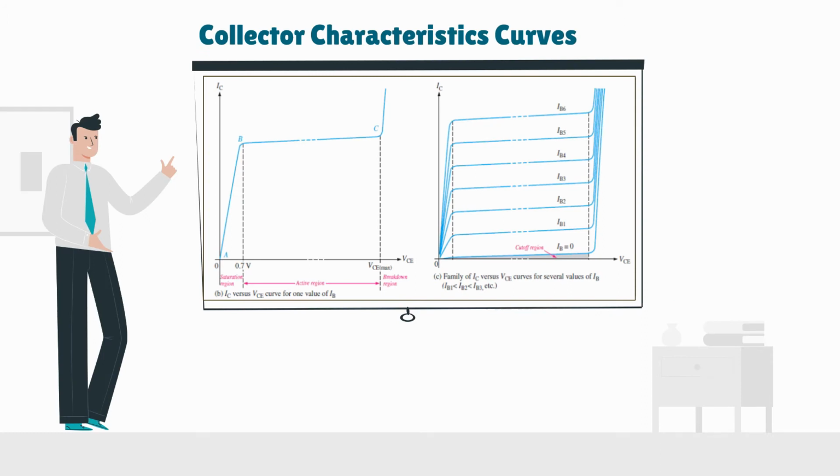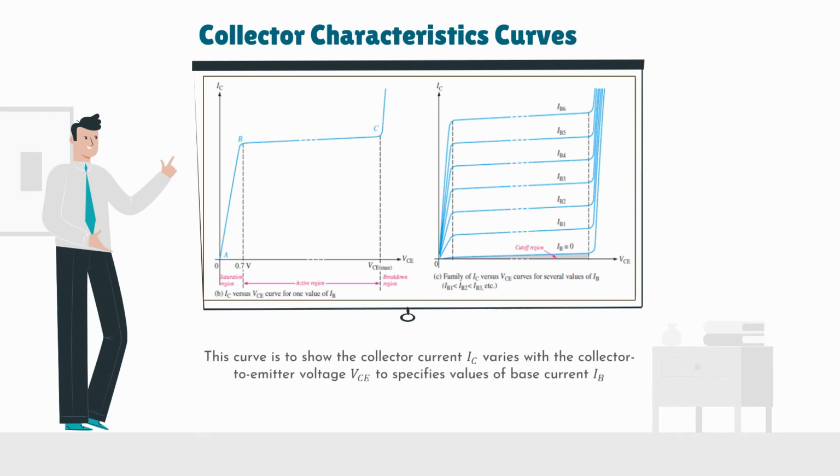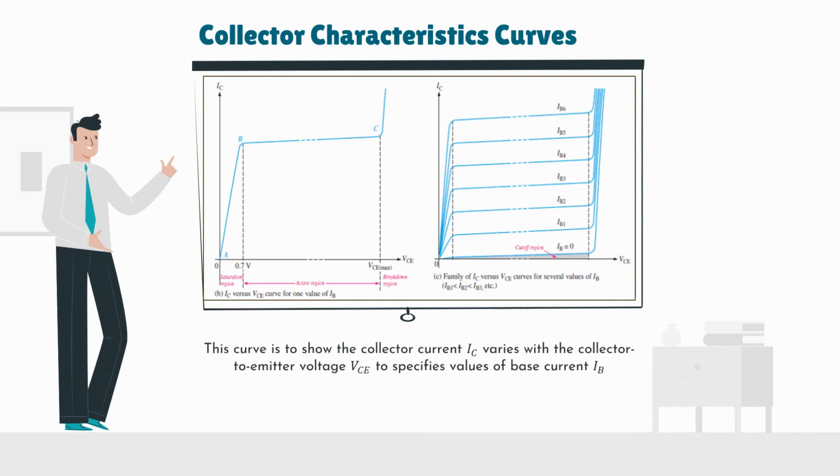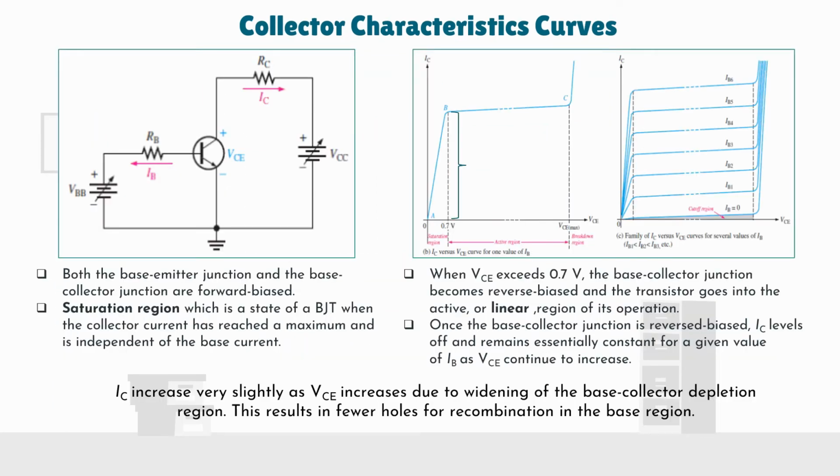First one is the collector characteristic curves. This curve shows how the collector current IC varies with the collector-to-emitter voltage VCE for specified values of base current IB. Assume that VBB is set to produce a certain value of IB and VCC is 0. For this condition both the base-emitter junction and base-collector junction are forward biased, because the base is approximately 0.7 volt, while the emitter and collector are 0 volt.